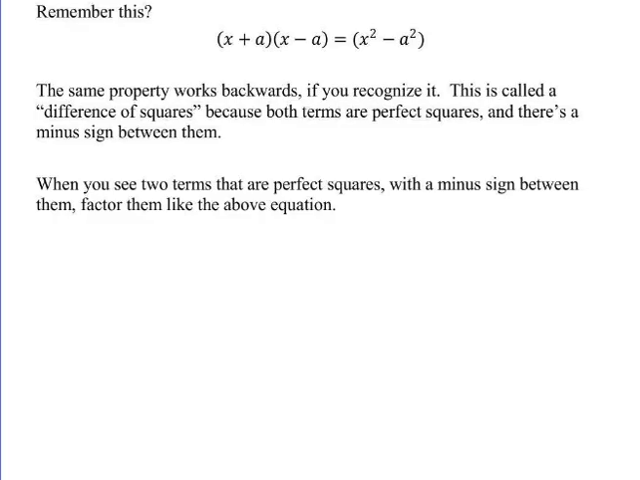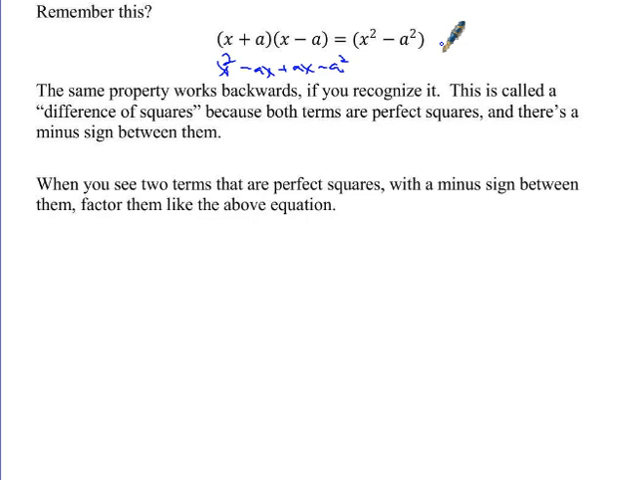In section 4, we also took a look at a problem that looked like this. When we FOILed this, something special happened. X times x was x squared. X times negative a is negative ax. A times x is positive ax. And then a times negative a is negative a squared. The negative ax and the positive ax add to be 0 here, so the middle two terms disappear, and you're just left with x squared minus a squared.